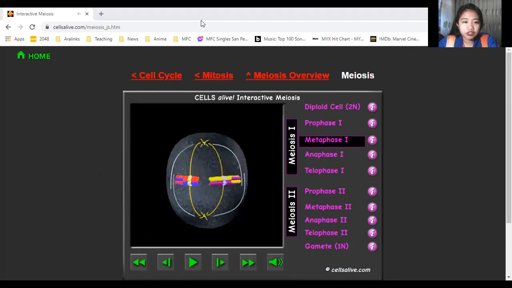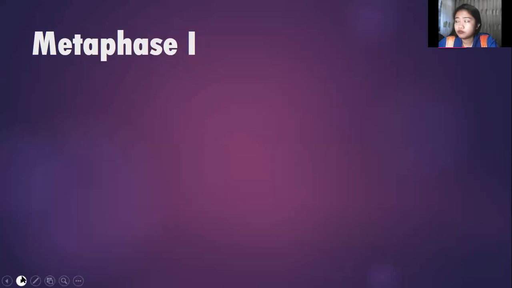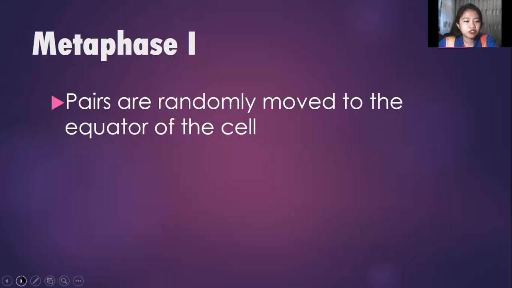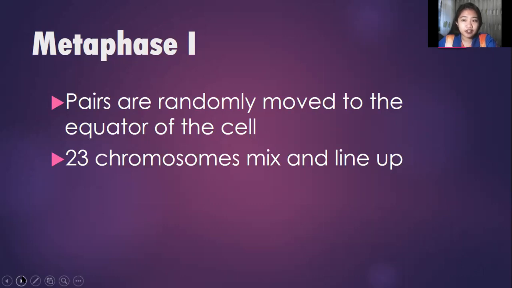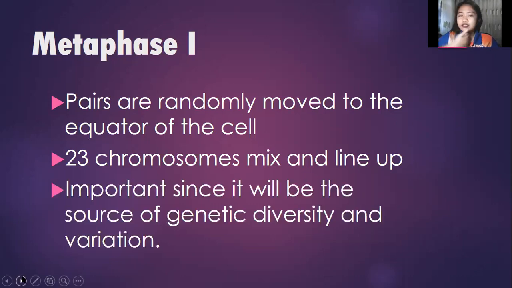So now let's go back to our slide. Yan. So pairs are randomly moved to the equator of the cell. 23 chromosomes mix and line up. So dun sa example natin, dalawa lang yung kayang ipakita. Pero in reality, in humans kasi there is a variation of chromosomes for each organism. But for humans, you have 23. So 23 chromosomes mix and line up for humans. And metaphase 1 is important because it will be the source of genetic diversity and variation. So kaya tayo magkakaiba. Okay?